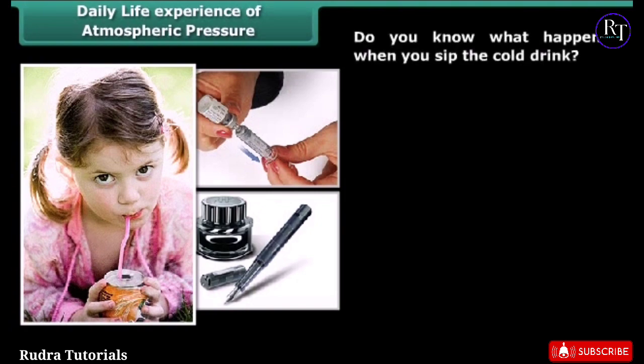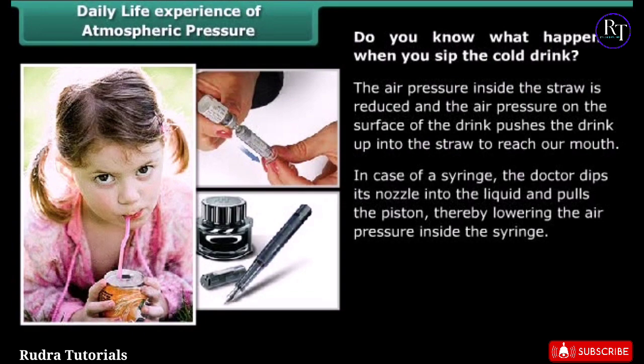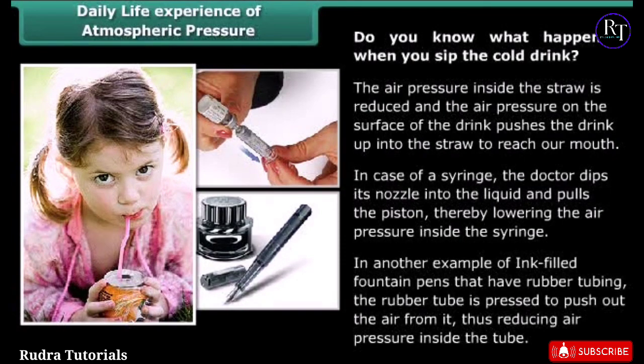Do you know what happens when you sip the cold drink? The air pressure inside the straw is reduced, and the air pressure on the surface of the drink pushes the drink up into the straw to reach our mouth. In case of a syringe, the doctor dips its nozzle into the liquid and pulls the piston, thereby lowering the air pressure inside the syringe. Another example is ink-filled fountain pens that have rubber tubing. The rubber tube is pressed to push out the air from it, thus reducing air pressure inside the tube.